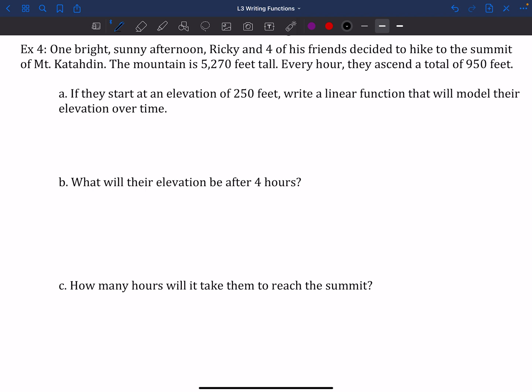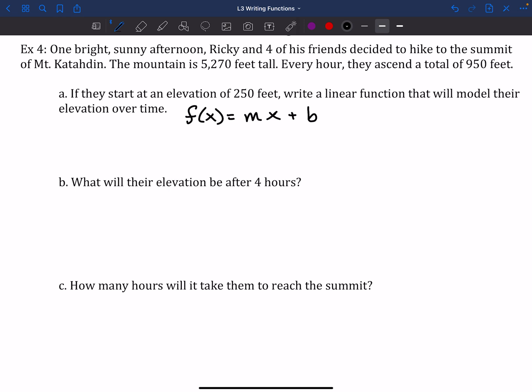One bright, sunny afternoon, Ricky and 4 of his friends decided to hike to the summit of Katahdin. The mountain is 5,270 feet tall. Every hour, they're ascending a total of 950 feet. If they start at an elevation of 250 feet, I want to write a linear function. Again, telling me that I want to do an f of x on this thing that will model their elevation over time. So we want f of x, an mx plus b sort of thing.